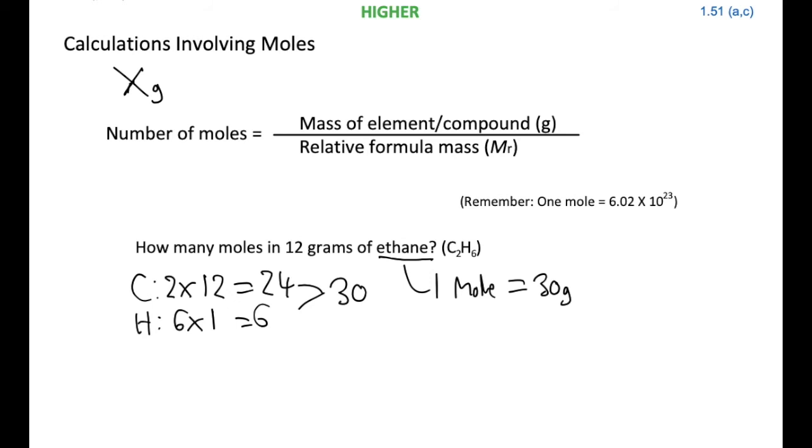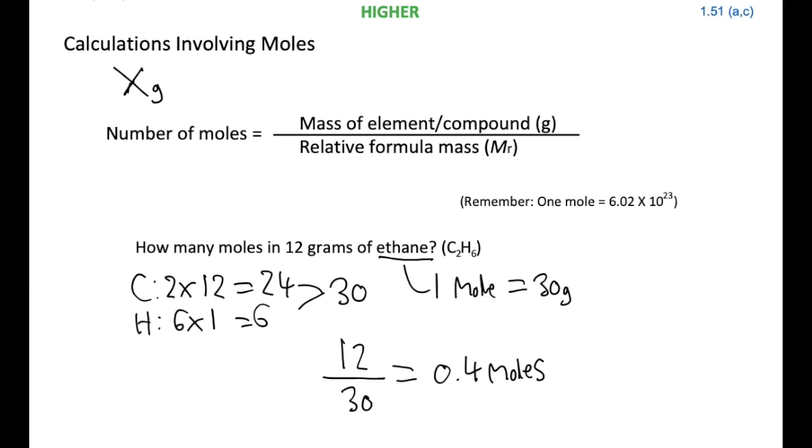Now we're asked how many moles are in 12 grams. So we divide 12, which is the mass of the compound that we're given, by 30, which is the relative formula mass, and we get an answer of 0.4. 12 grams of ethane is equal to 0.4 moles of ethane. So that's the most important part of this video.